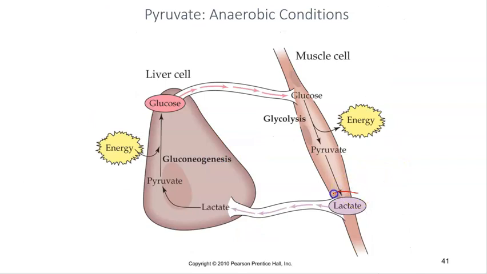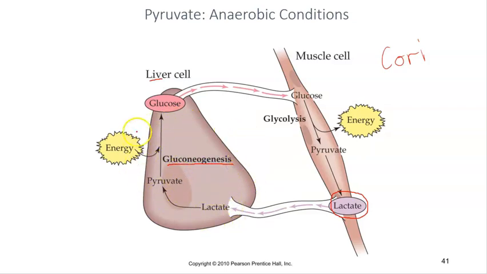We can take that lactate here. This is called the Cori cycle. We take that lactate and it can then get transported in our blood to our liver. And the liver cell can take that up. It converts the lactate into pyruvate and we can do gluconeogenesis. That's the next step we're going to look at. We're going to talk about gluconeogenesis.